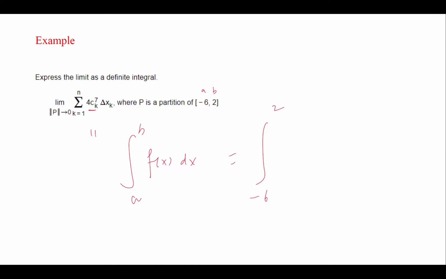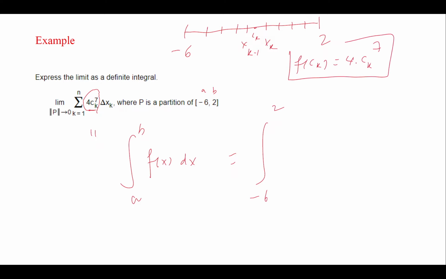Ck means it depends on the subinterval. Let's say you have the interval from -6 to 2, and you are dividing this into different subintervals, and one of the subintervals is xk minus 1 to xk. Here you have the point ck, and this is the value of the function at that ck. The value of the function at ck is 4 times ck to the power 7. So by looking at this value, we can find the function. If you replace this ck by x, that will be 4 times x to the power 7.